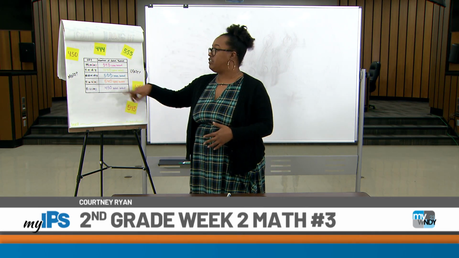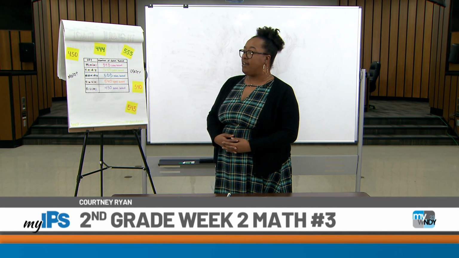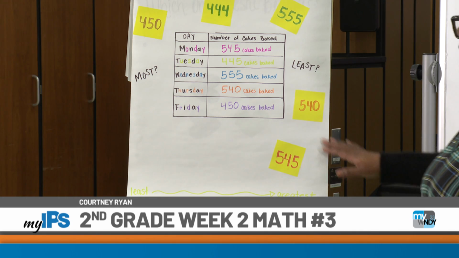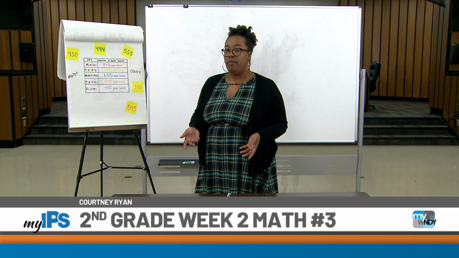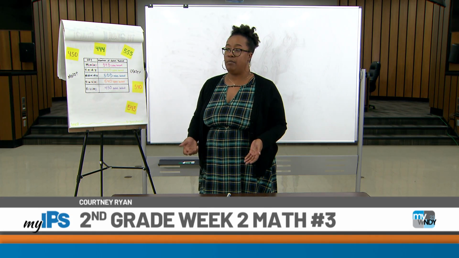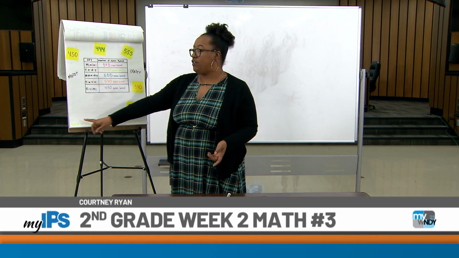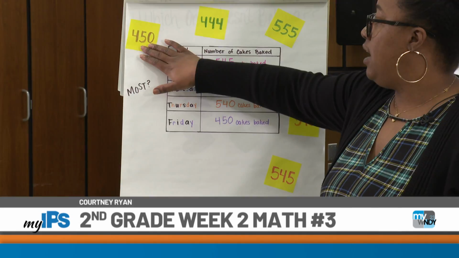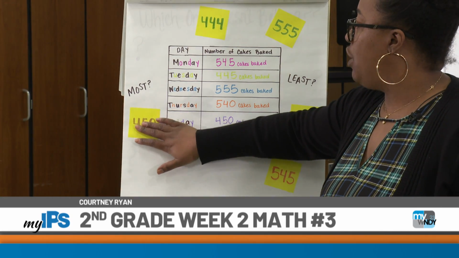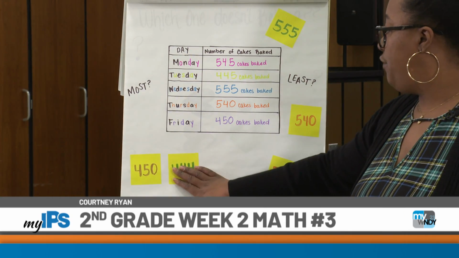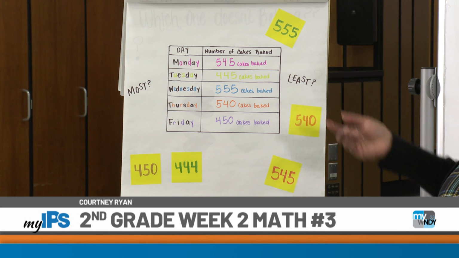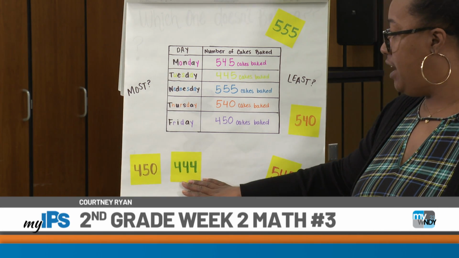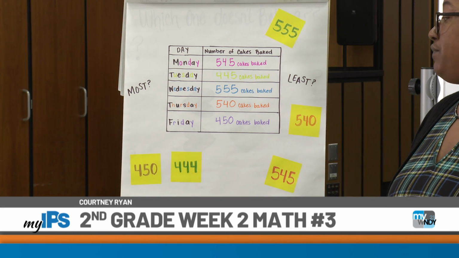So you want to pay close attention to the numbers. Afterwards, they ask you to order those numbers from least to greatest. And so we're going to do that with the numbers I have here. So when thinking about ordering numbers from least to greatest, I need to think about place value. If I'm looking for the smallest number, I need to find the number that has the smallest number in the hundreds place. So I have 450 and 444. My other numbers are 500s, so I'm not going to use those yet. So I need to look at 450 and 444 to determine which one goes first.